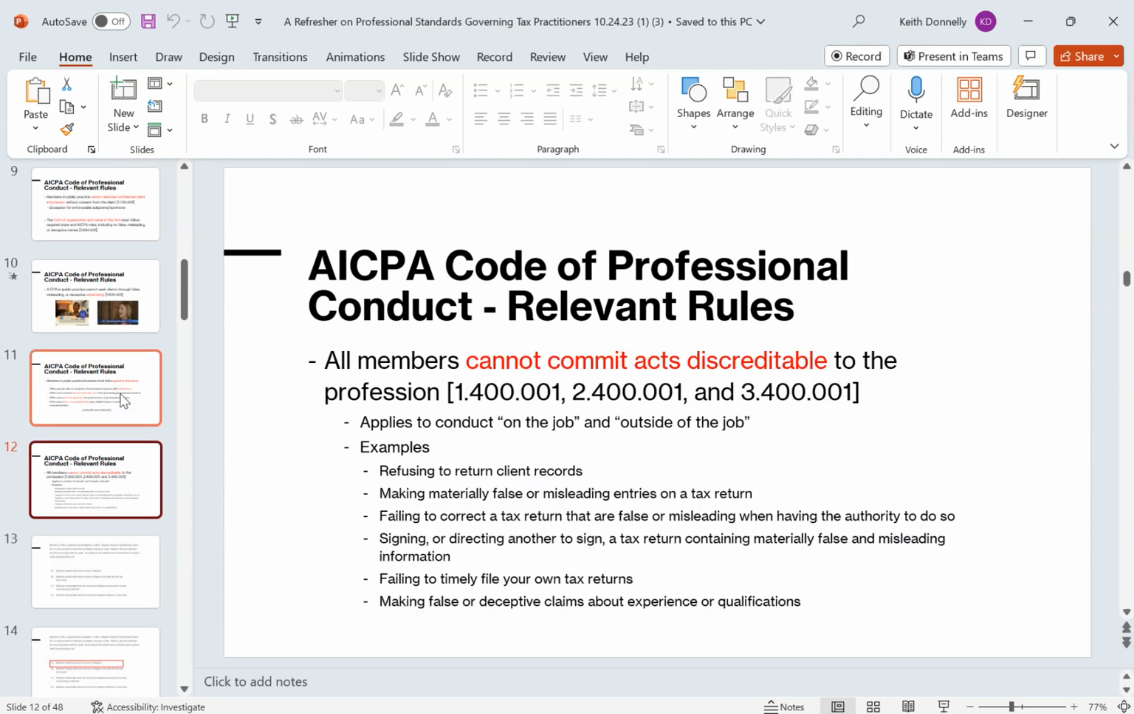Next thing here, you can't commit acts discreditable. These are like big no-nos. They're basically wrongs that happen on the job or outside of the job. So things like on the job, you refuse to return the client records. They give you a W-2 in the beginning, you do their return, they don't pay the fee for you. You can't hold those records hostage. Generally, the records are the client's at all times. If the client requests it, you have to give it back to them.